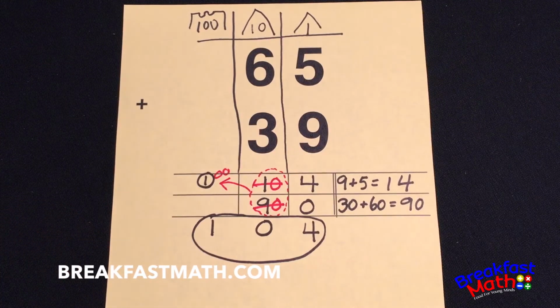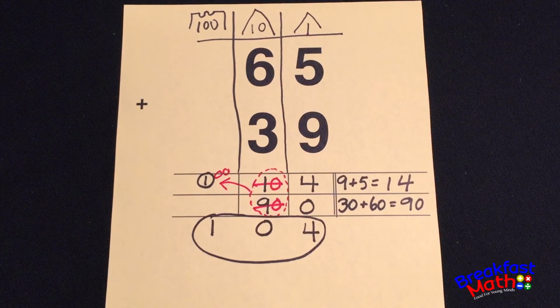Okay, so now we're done, and that's partial sum addition, 2 digits plus 2 digits. Thank you.